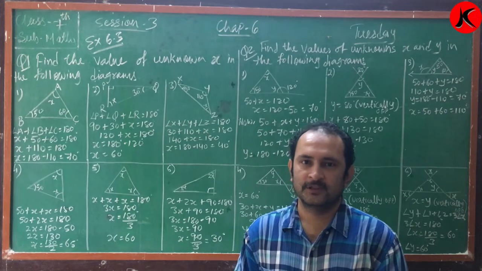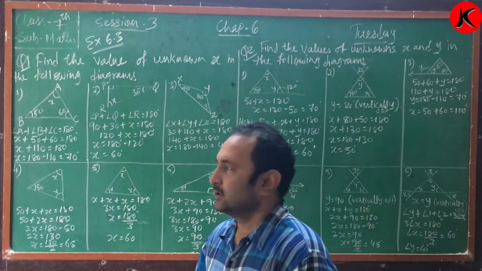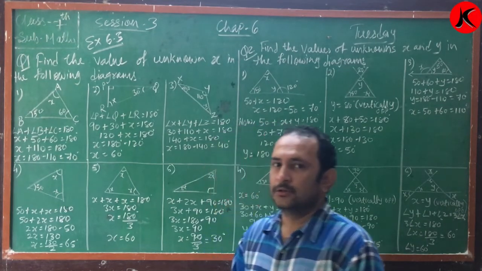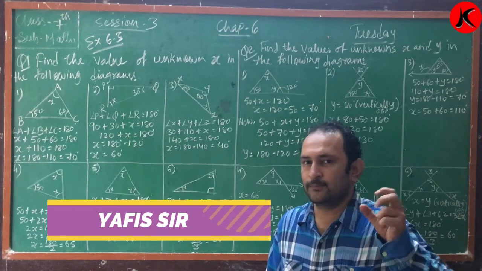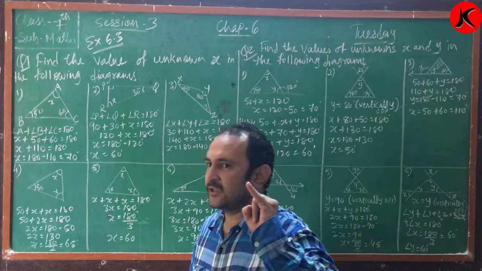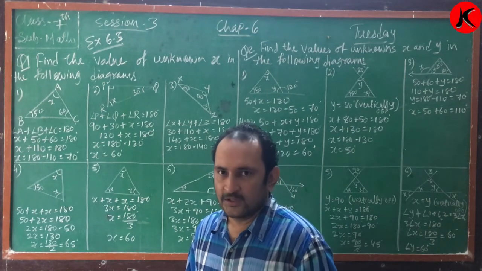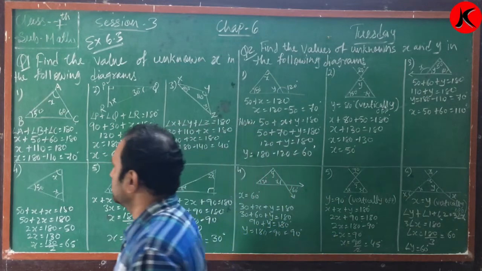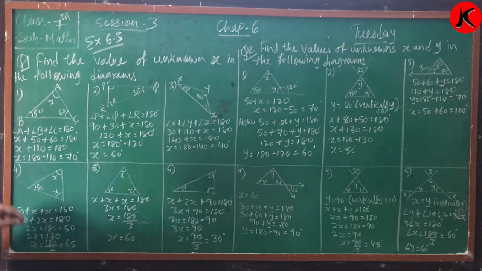Hello children, today we shall be starting with a new exercise, 6.3. We begin with question number 1, which uses the basic properties we will be using: the exterior angle is equal to the sum of the opposite two interior angles, and the sum of the interior angles is 180 degrees, which is a basic theorem. Keeping that in mind, let's start with the first one.